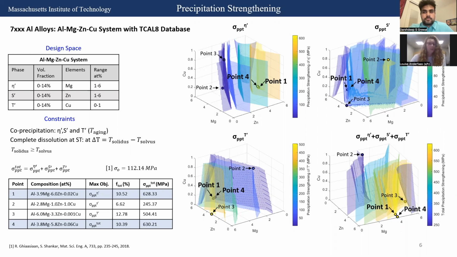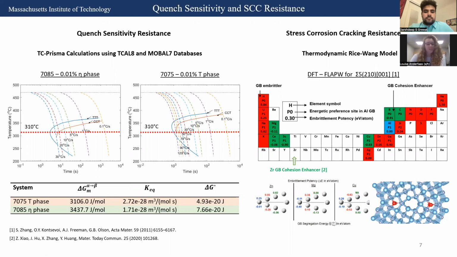So next in the selected design space, we calculated the precipitation strengthening contribution of each of these three strengthening phases and the total precipitation strengthening as shown in these four plots over here. And we observed that the most effective phase for strengthening is going to be the eta prime phase, which is rich in zinc. To improve quench sensitivity resistance, we performed some Prisma calculations with our Thermo-Calc databases, and specifically, we set the 785 alloy with eta phase and the 775 alloy with our T phase as the best and worst case scenarios for our parametric design approach, where the worst case is this orange and the best case is this green.